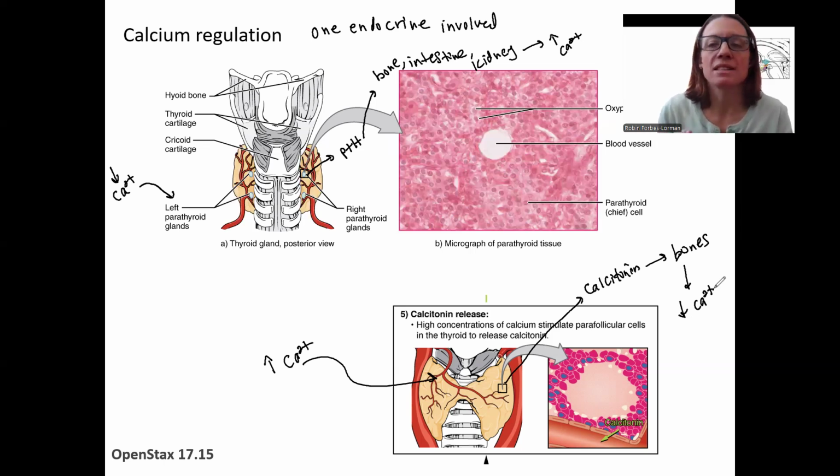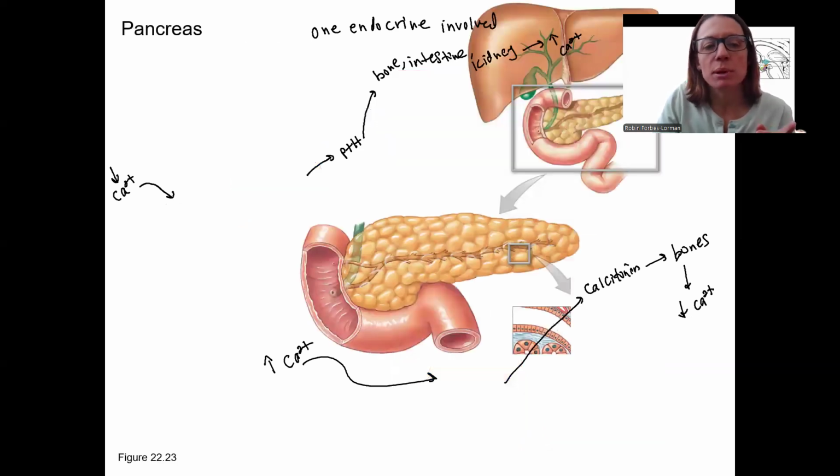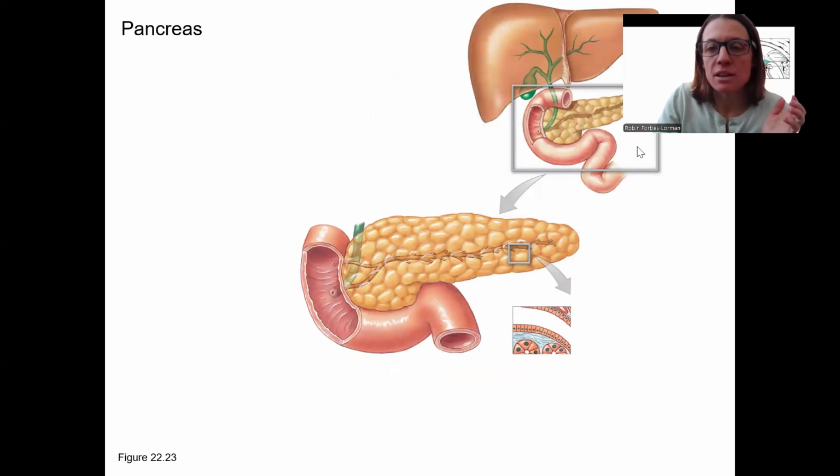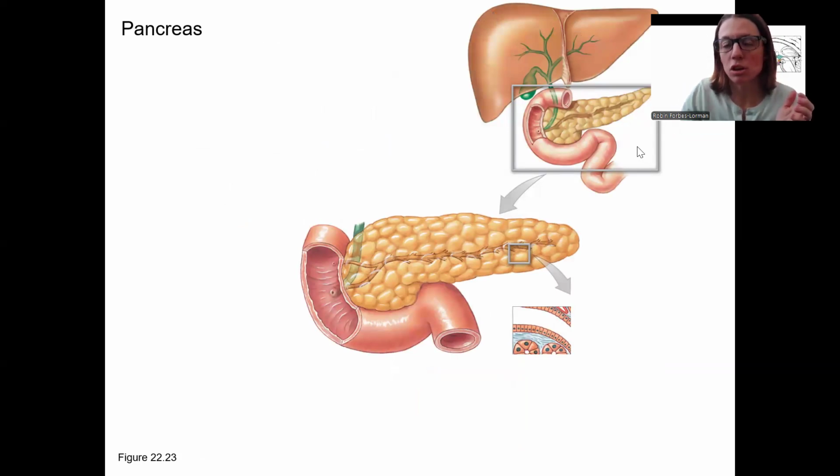Details aren't as important here as this idea of a simple endocrine pathway. It's not actually simple in any regard, but it's one endocrine organ that's directly detecting and then initiating a response. One more example, we'll see this when we get to the digestive system, is the pancreas. The pancreas responds to altered blood sugar levels. So high blood sugar, for example, would be detected by cells in the pancreas.